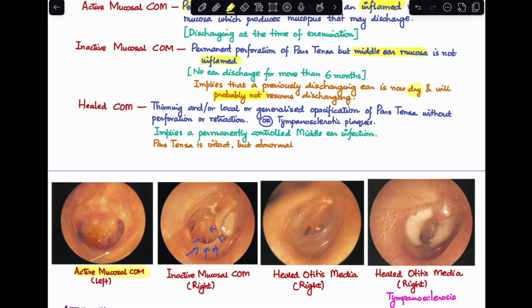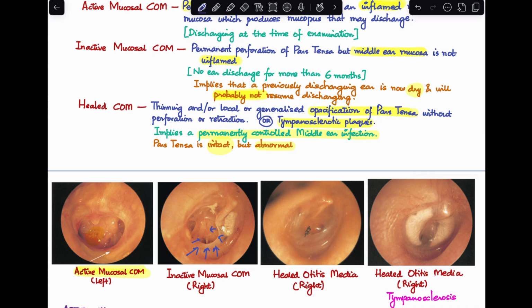The third type is the healed chronic otitis media. Here, what happens is there is either thinning or localized or generalized opacification of the pars tensa without the presence of any perforation or retraction, or the formation of tympanosclerotic plaques. This basically means that this is a permanently controlled middle ear infection. It has healed, it has reached resolution. Here the pars tensa is definitely intact, however it will be abnormal.